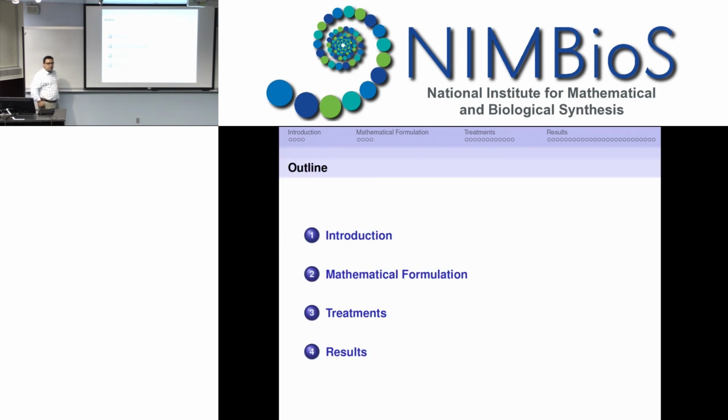So let me begin by giving you an outline of this presentation. I'll begin by providing you with an introduction, a little bit of background on eyes and the disease and the treatments. Then I will move on to the mathematical formulation of a model that describes interactions of photoreceptors, and then also show you our optimal control problem. From there, I'll discuss a little bit more about treatments and make the connection between how the treatments are incorporated into our optimal control problem. And at the end, I will show you some of the results that we have obtained.